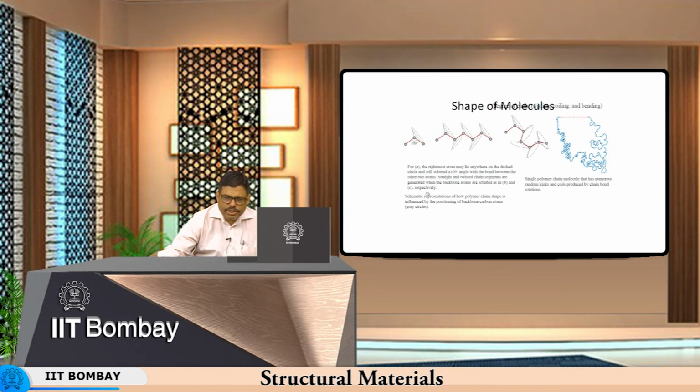So this is a single polymer chain molecule that has numerous random kinks and coils produced by chain bond rotations, shown over here. This is the macromolecule, a long molecule which is composed of the three. Partly it is a straight chain, and partly it is a twisted chain. So it is a highly lengthy macromolecule having all these three features built into it. Such macromolecules are bound to have very high molecular weight, and they will also have much greater strength as well as melting point.